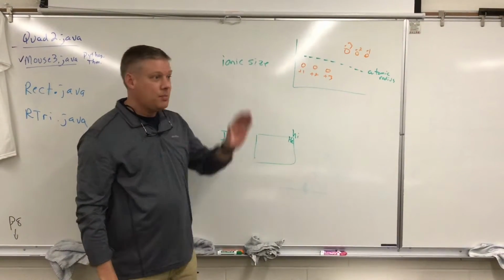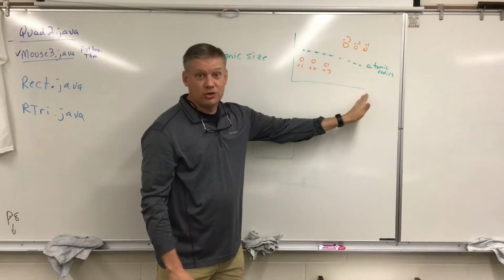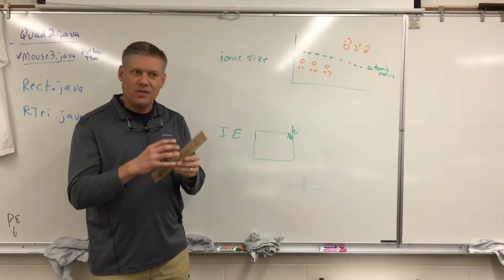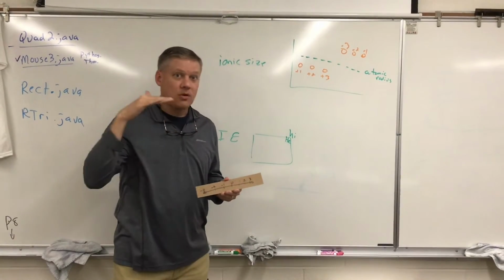And why is that? Because the protons are pulling in the electrons, called the increased nuclear charge. So the more protons there are, they pull in the electrons. That's why the atom doesn't get bigger going across the row, across the period.